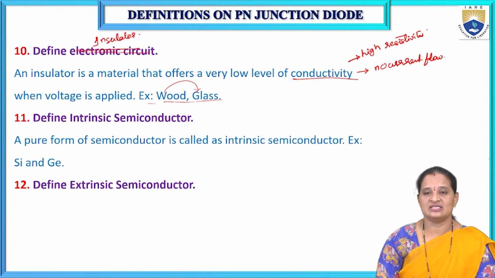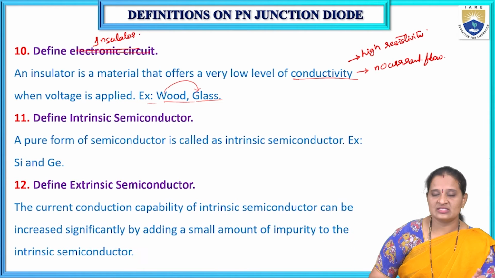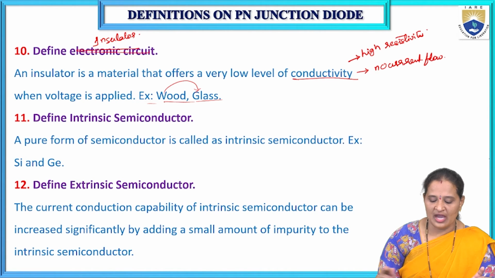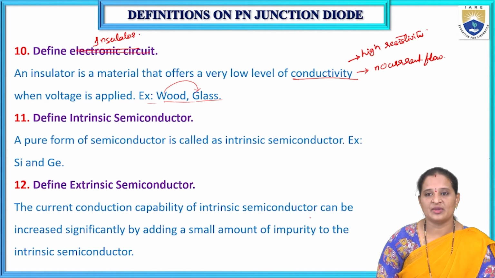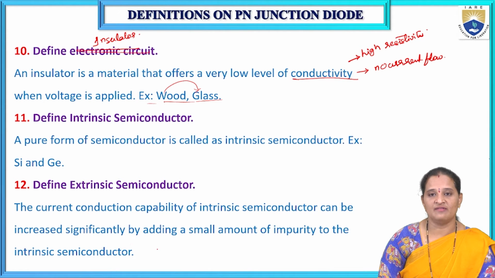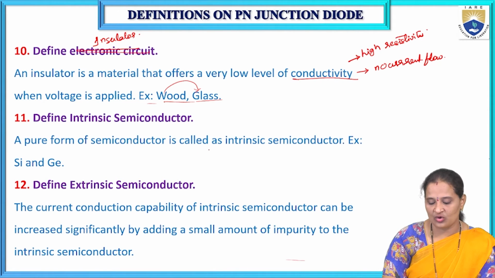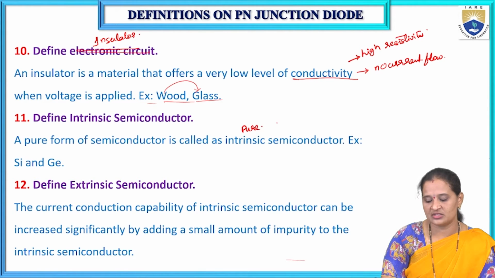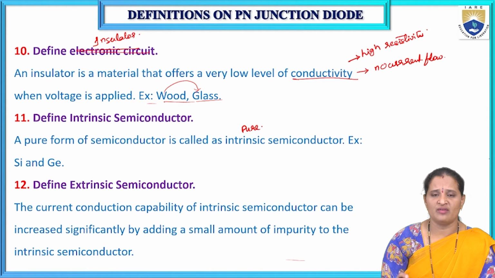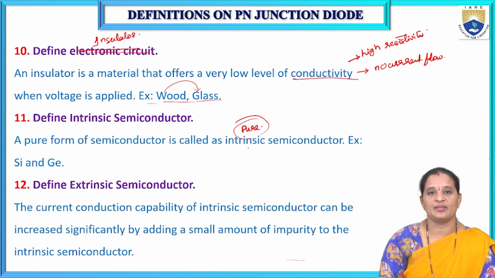Now coming to the extrinsic semiconductor. The current conduction capability of an intrinsic semiconductor can be increased significantly by adding a small amount of impurity to the pure semiconductor. The intrinsic semiconductors are also called pure semiconductors. Why do we need to add impurities? In order to improve the current conduction capability. We add impurities to the intrinsic semiconductor, which gives us an extrinsic semiconductor.